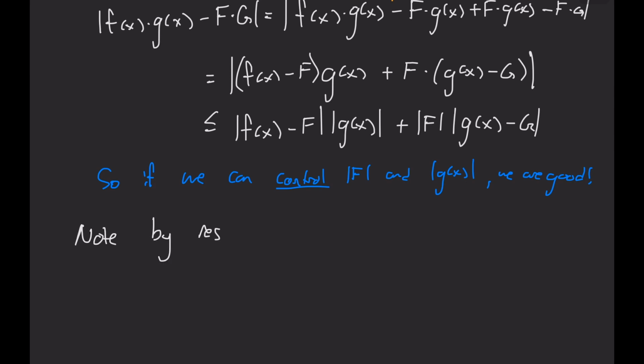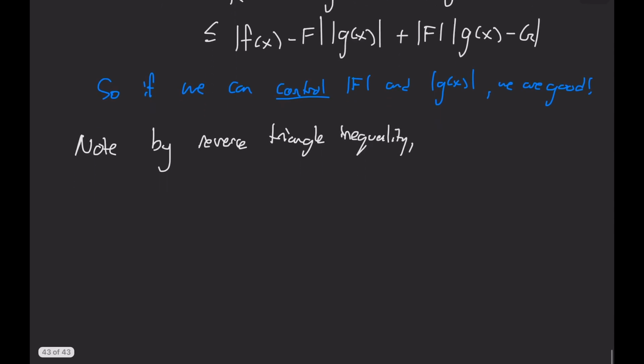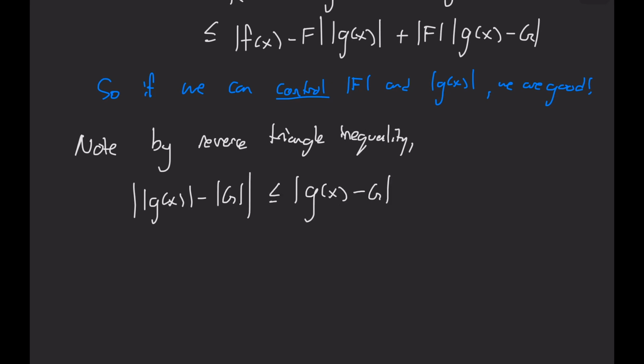Okay, so how do we do this? We're going to use the reverse triangle inequality. So lots of triangle inequalities in these arguments to say that the absolute value of g of x minus the absolute value of capital G is less than or equal to the absolute value of g minus capital G. So that's the reverse triangle inequality.